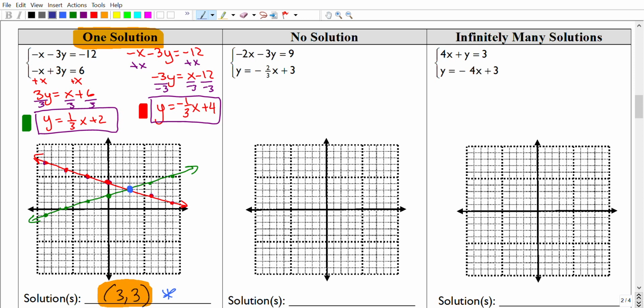Same as before, guys. Just keep solving them exactly like before. Let's get them in slope intercept form, graph them both, and we'll see our results. So I'm going to rewrite this first one here. I'm going to solve for y so I can have it in slope intercept form. So I'm going to add 2x, add 2x. So I get negative 3y equals 2x plus 9. Divide by negative 3. And so I get y equals negative 2/3 x minus 3.